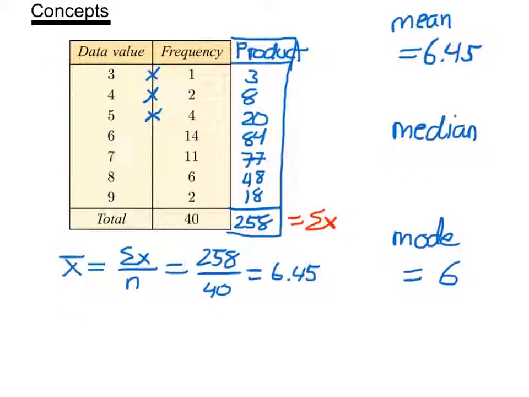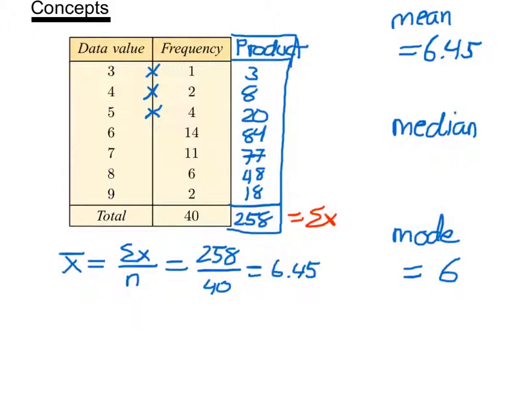Now the median is slightly more tricky, but it's not too bad. Remember that in an ordered data set, we want to find the middle data point to use as the median, and we can do that by adding 1 to the number of data points and dividing by 2. So in this case, I have 40 data points, and I add 1, divide by 2, and I get 20.5. Now I want the 20.5th data point in the ordered data set.